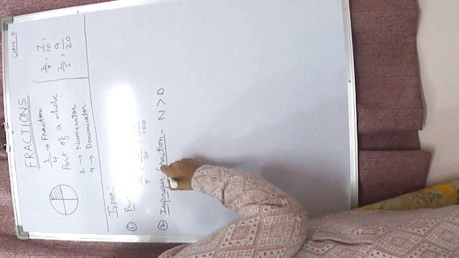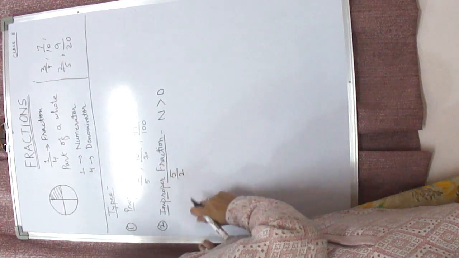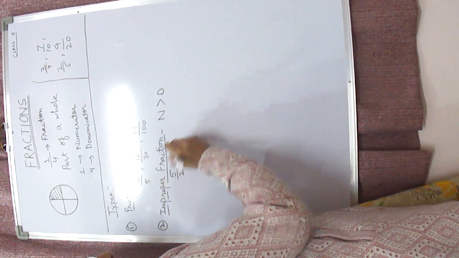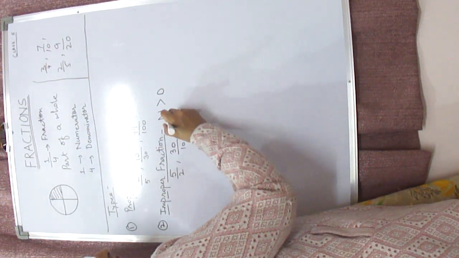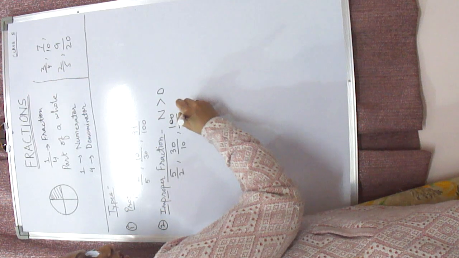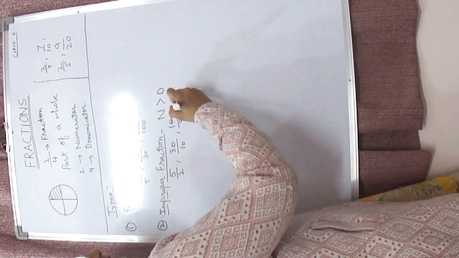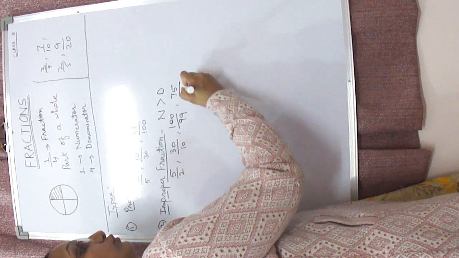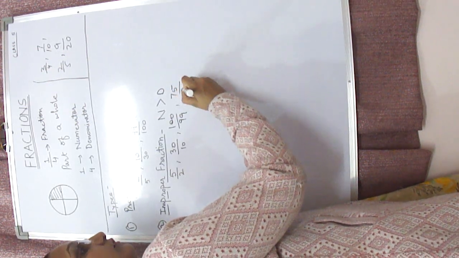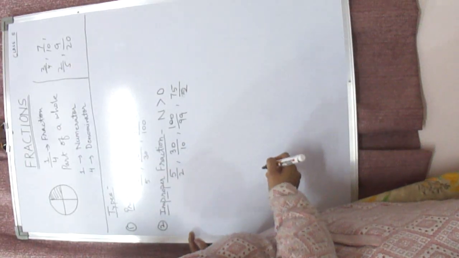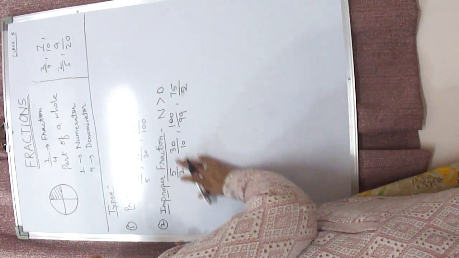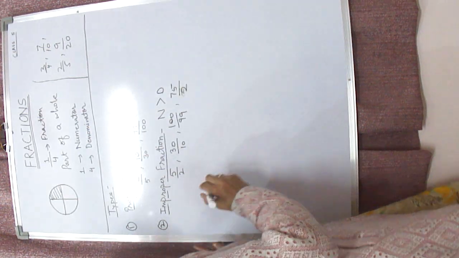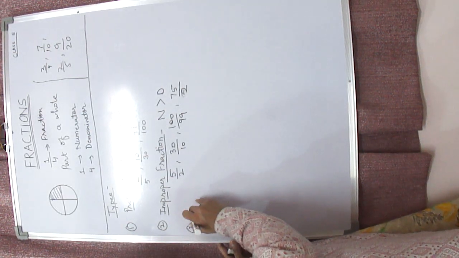So if I reverse them, 5 upon 2 becomes improper fraction, 30 upon 10 becomes improper fraction, 100 upon 99 becomes improper fraction. Let us take one more example. 75 upon 2 is an improper fraction. So here in all these cases, the numerator is greater than the denominator. Third, we have mixed fraction.